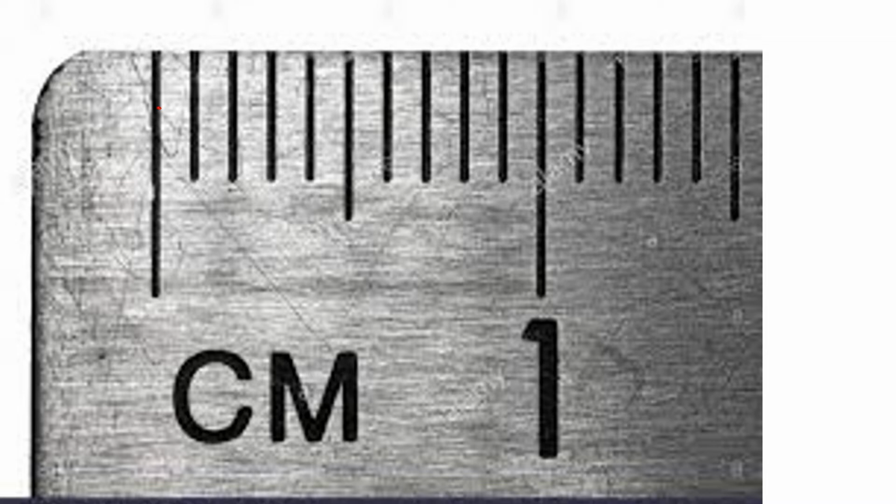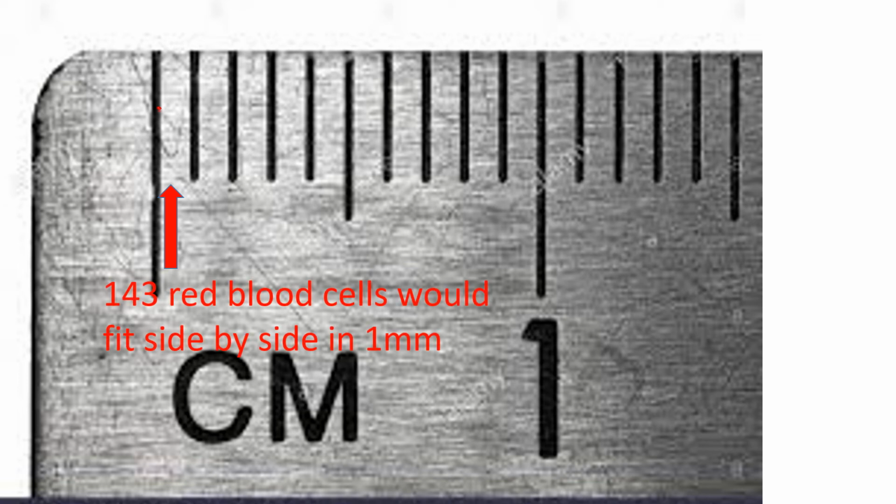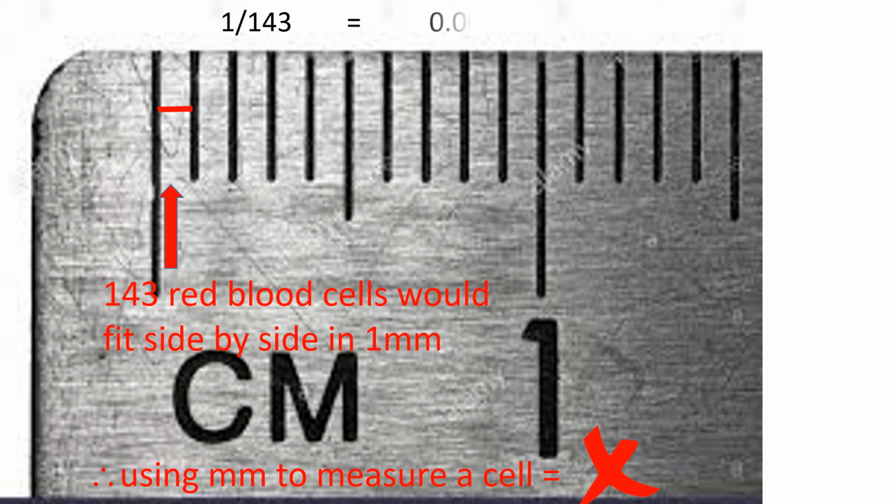And if we were to try to fit red blood cells into a millimeter in a line, we'd find that we could actually fit 143 of them side by side. We still won't be able to see them because the line would be far too thin anyway. So 143 red blood cells would fit into a millimeter. And that just means a millimeter is not a good unit of measurement to measure the size of cells. If we did divide 1 millimeter by 143, we'd find each red blood cell comes to 0.07 millimeters. That's quite a tricky number to deal with when we're talking about cells.